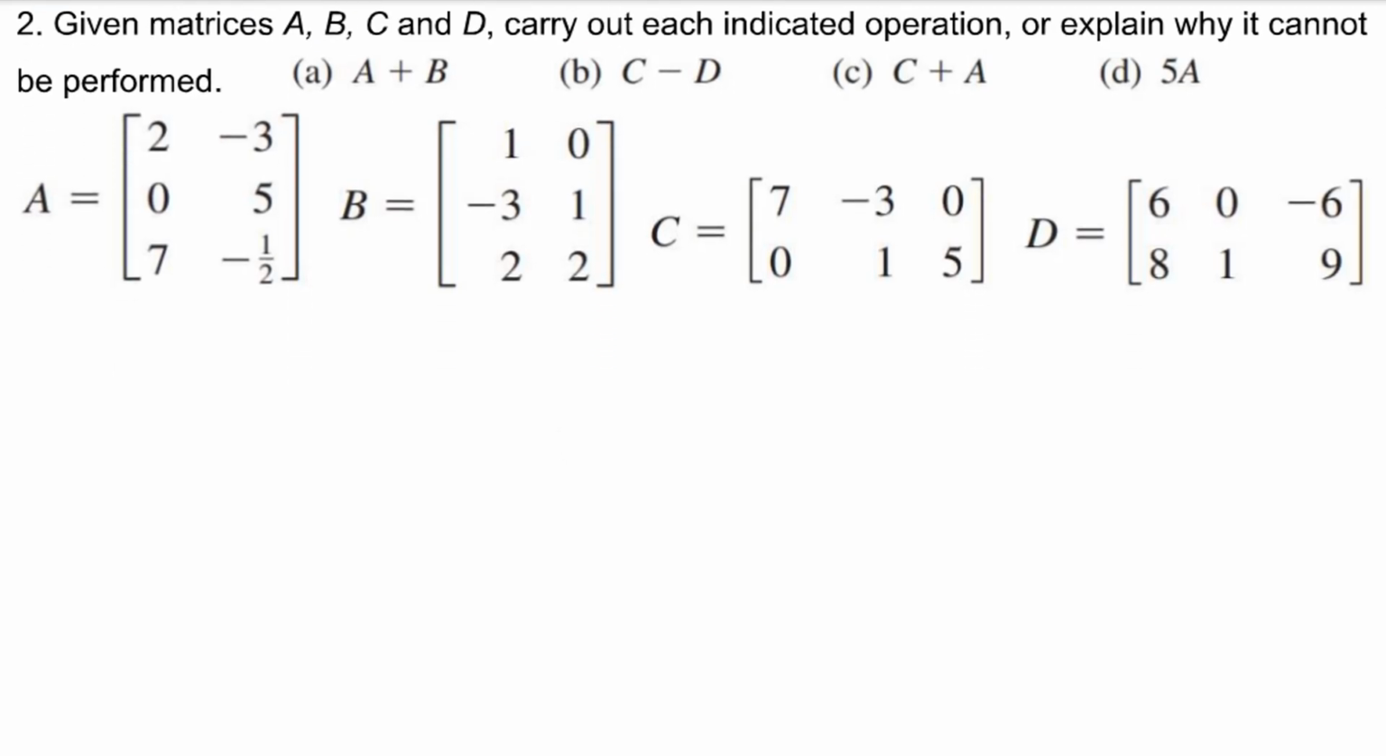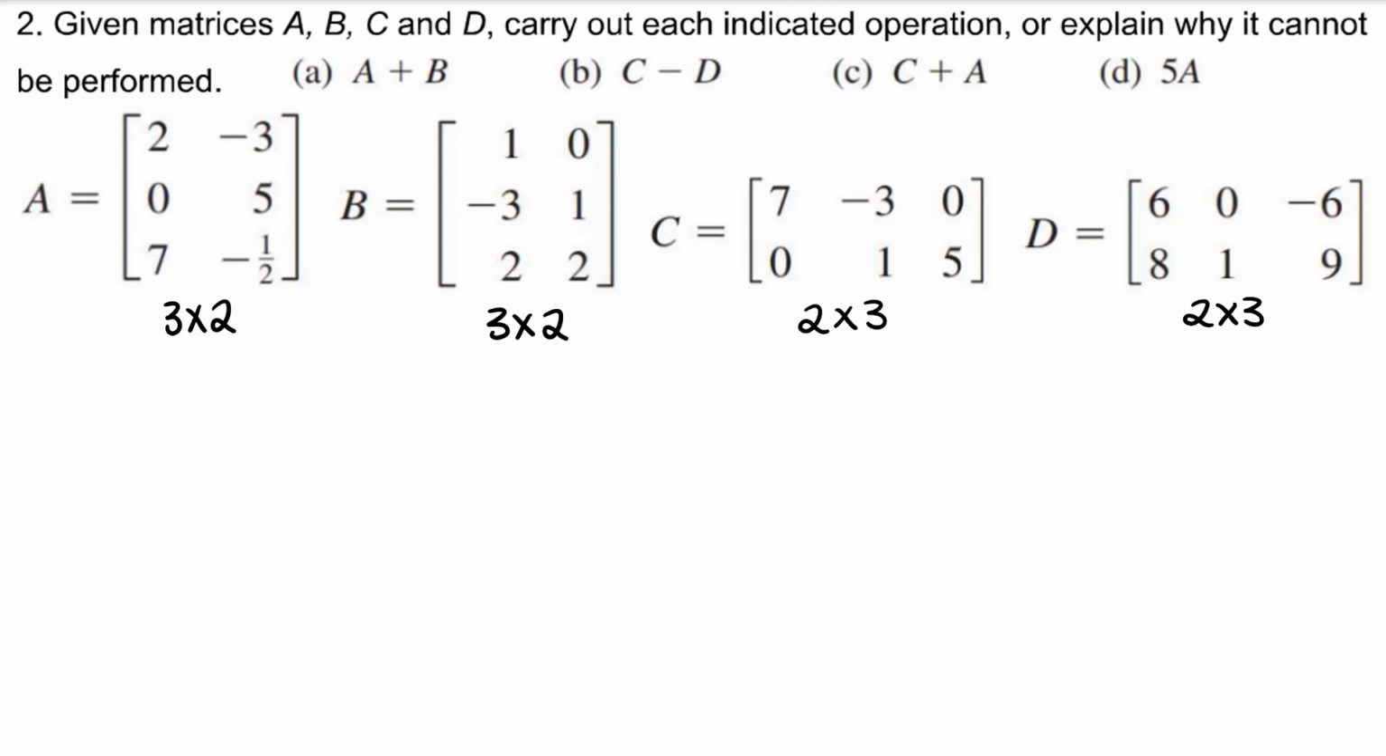Let's begin by determining the dimensions of each matrix. Dimensions of matrices are always row by column. A is 3 by 2 because it has 3 rows and 2 columns. B is 3 by 2 because it has 3 rows, 2 columns. C and D have dimensions 2 by 3 because they have 2 rows, 3 columns. That means we can add and subtract A and B since they have the same dimensions, and C and D since they have the same dimensions.